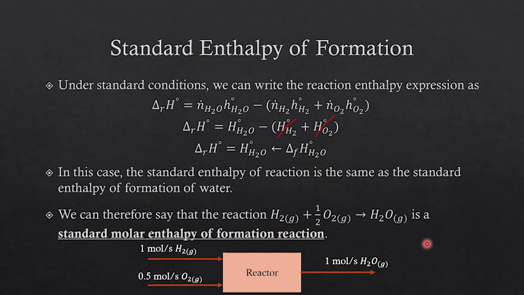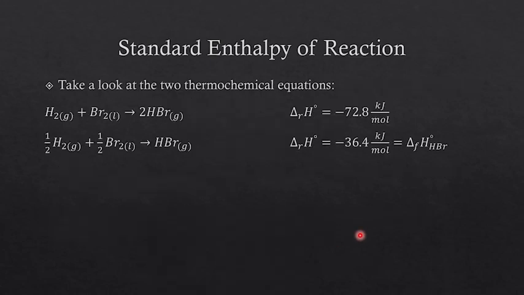And this is how we determine the values of the standard molar enthalpy of formations of substances, by writing them in terms of the standard molar enthalpy of formation reaction. To give you more of an idea, what does that look like? We have here two examples. Take a look at these two thermochemical equations. We have the same thermochemical equations, but they have different values of the standard enthalpy of reaction.